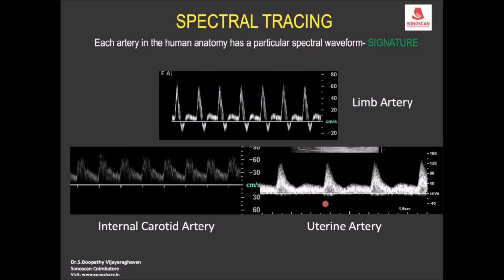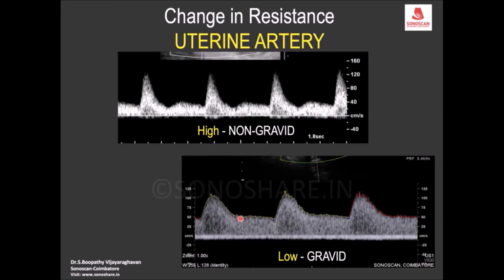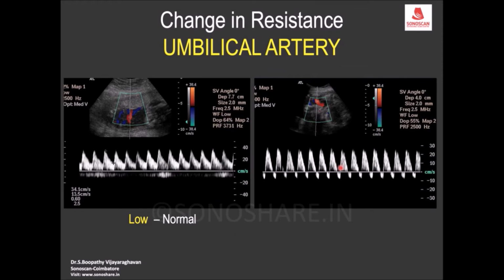non-gravid uterine artery. Okay, so that is the low resistance flow pattern which happens in the uterine artery normally, because of pregnancy. So it is a physiological change. The resistance increases greatly, so this happens in placental dysfunction. So this is abnormal. This is not normal.